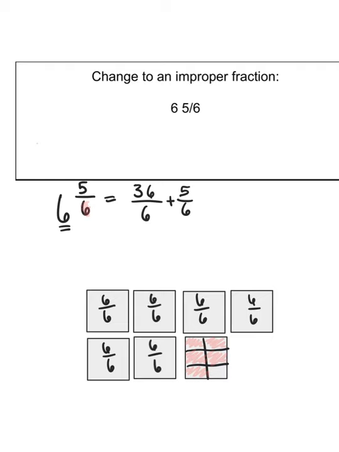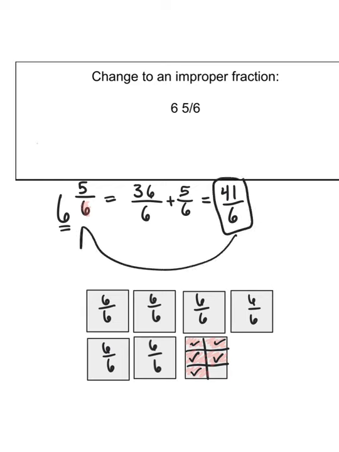So if I count on from 36, that will give me 37 sixths, 38 sixths, 39 sixths, 40 sixths, and then 41 sixths. So this improper fraction has the same value as this mixed number.